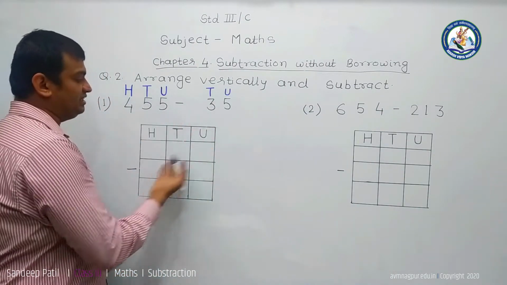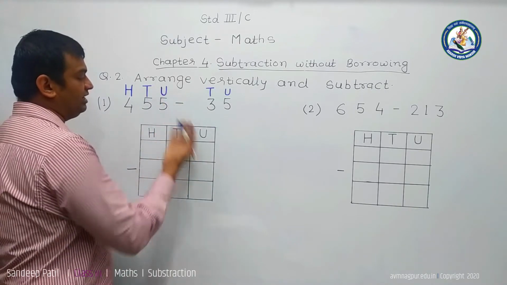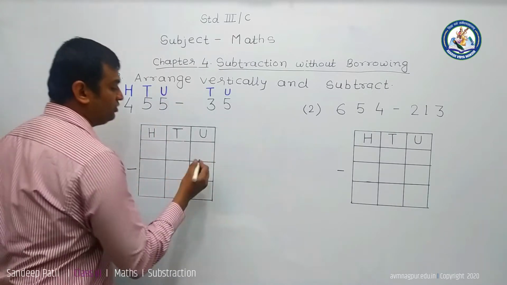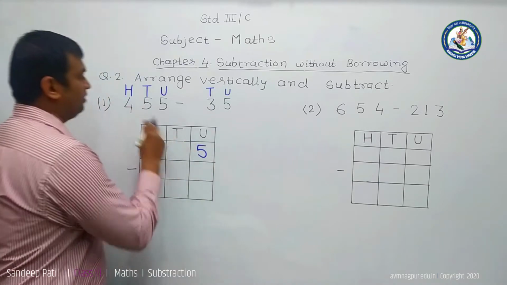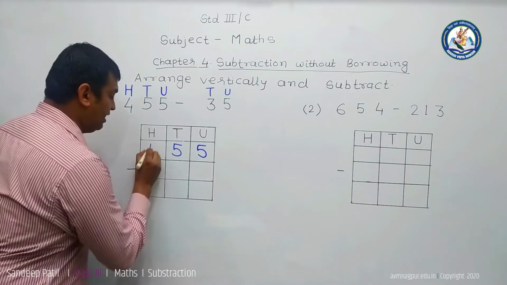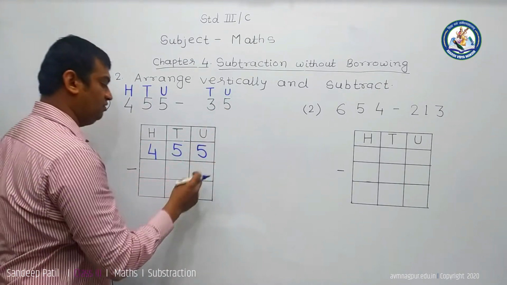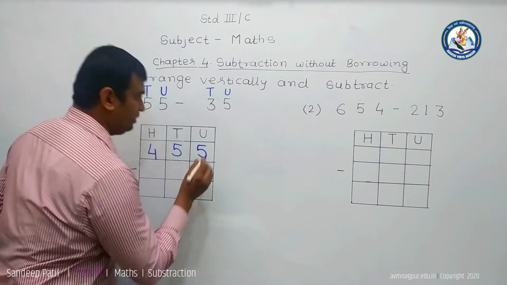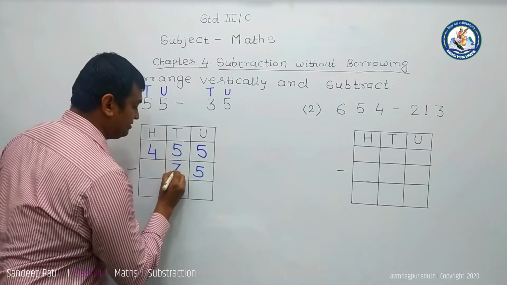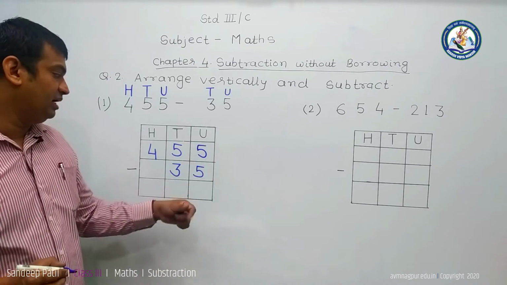So let's arrange it in the vertical form. We write 455 in the vertical form. So 5 units are there, 5 tens are there and 4 hundreds are there. Arrange 35 also. 5 is units and 3 is tens. Let's subtract the smaller number from the bigger one.